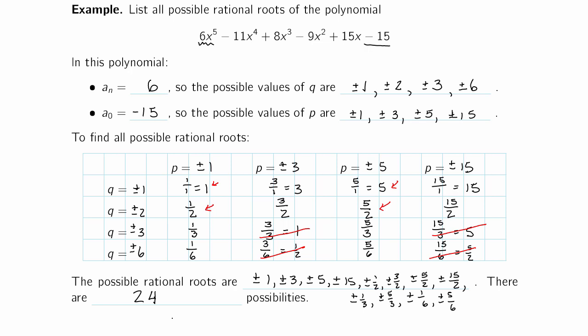We can now make an exhaustive list of all the possible rational roots of a polynomial. And from there we can use trial and error to try to get to something smaller, which is what we'll see in the next video.